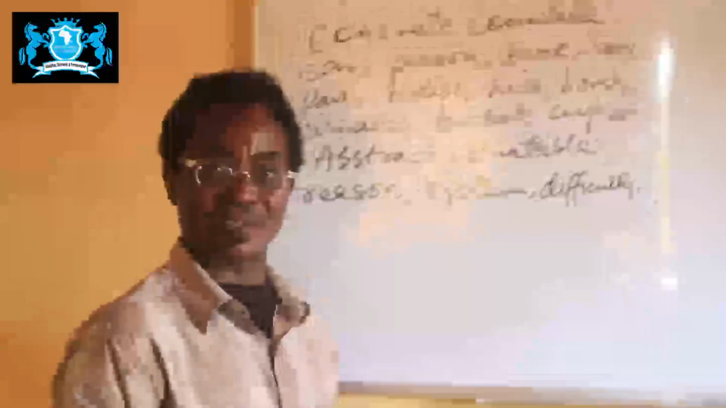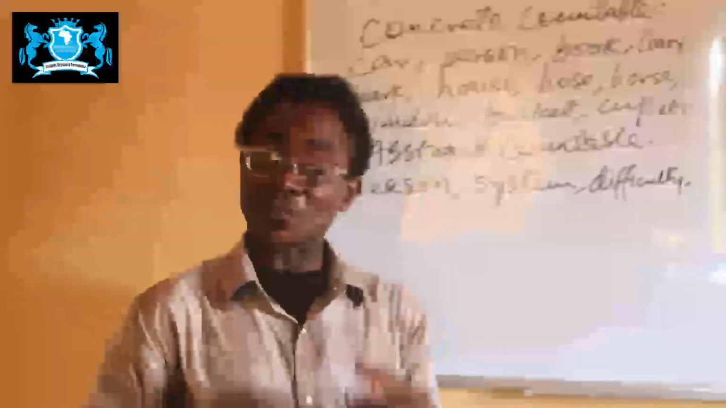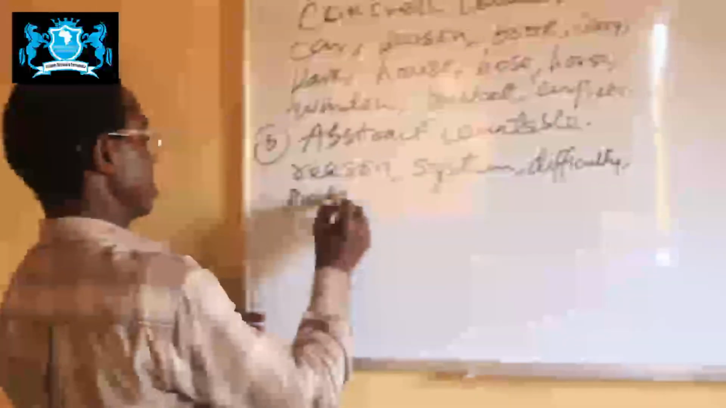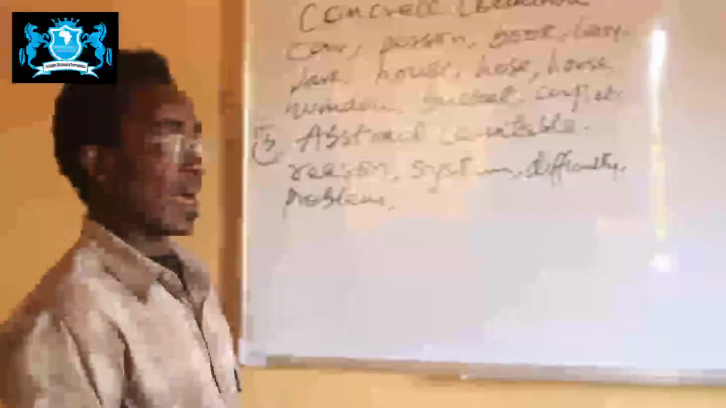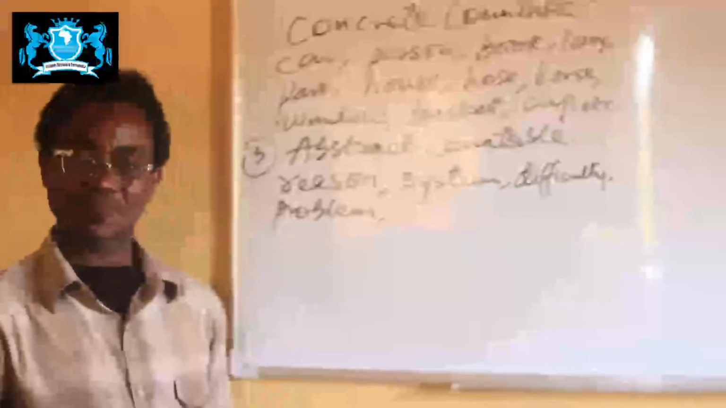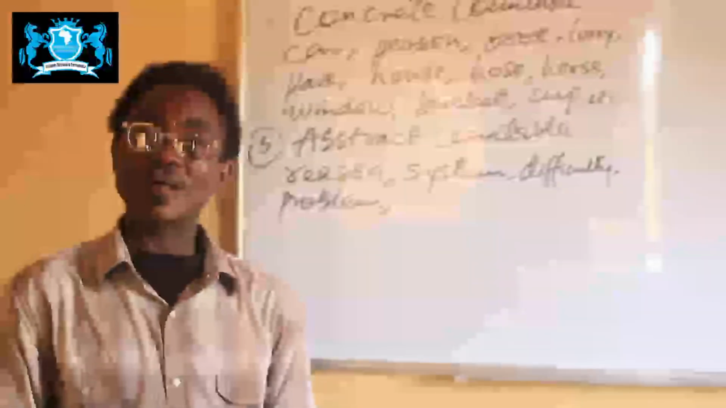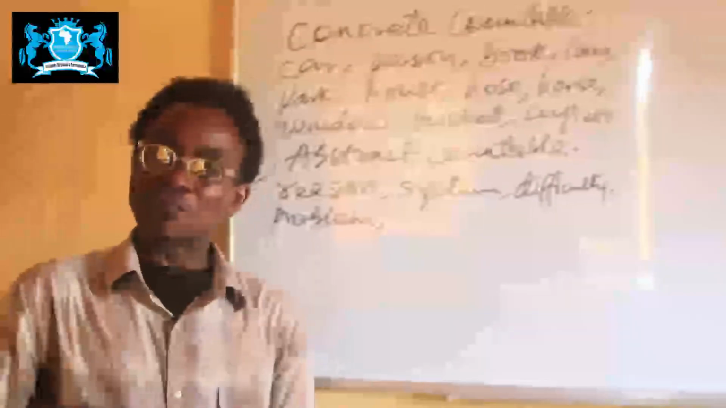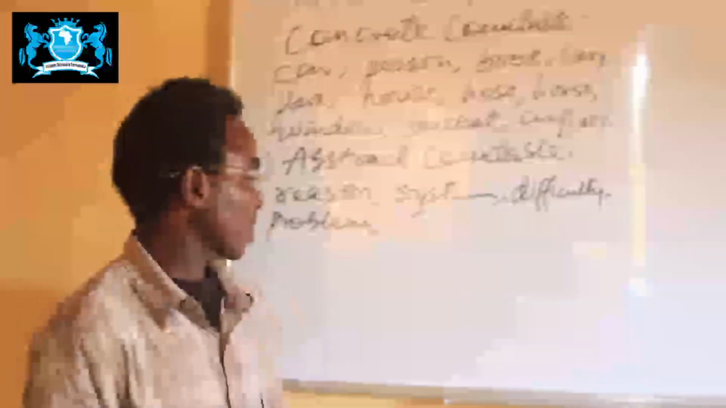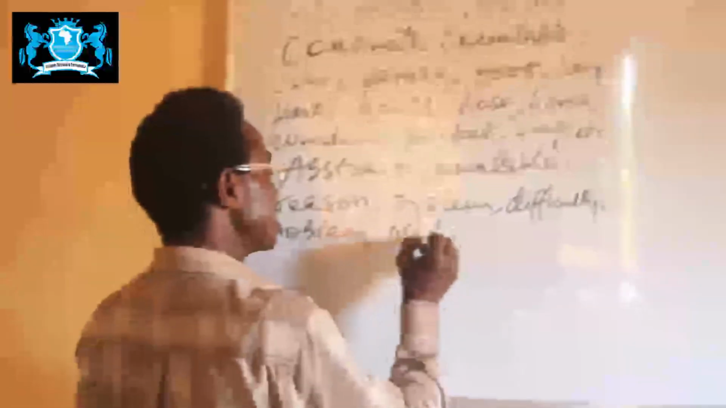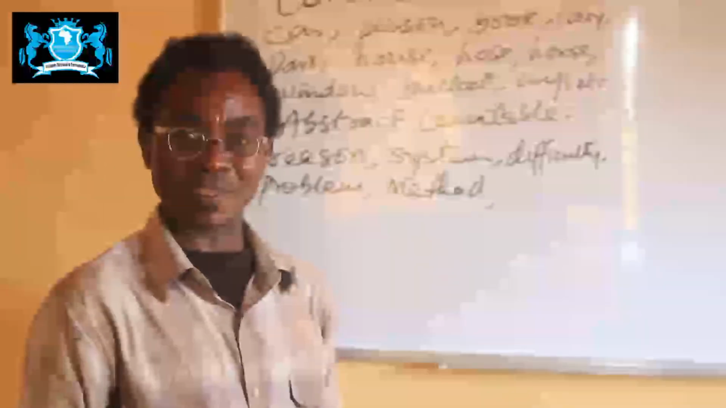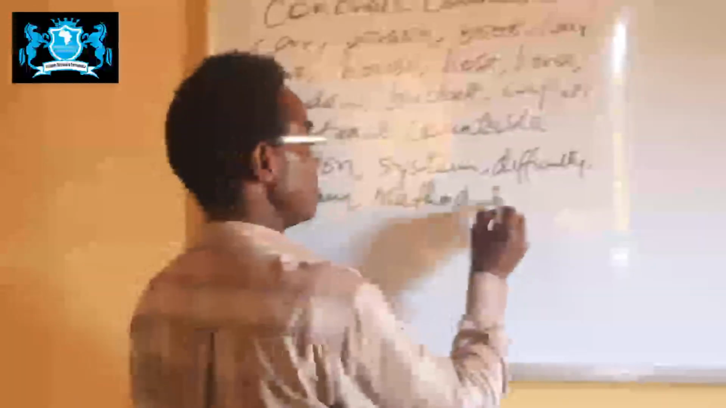The noun difficulty is an abstract noun. The plural is difficulties. Take a look at the noun problem. Problem is also a countable noun. Either you have a problem or you have problems. Good. Another one is method. An arrangement for doing something. Method. Style.